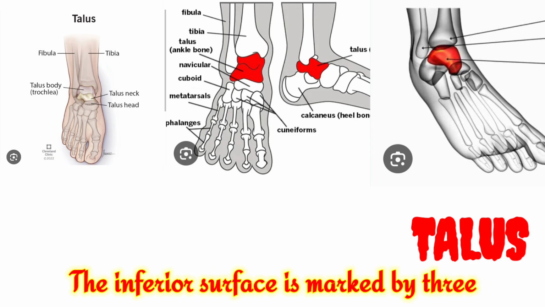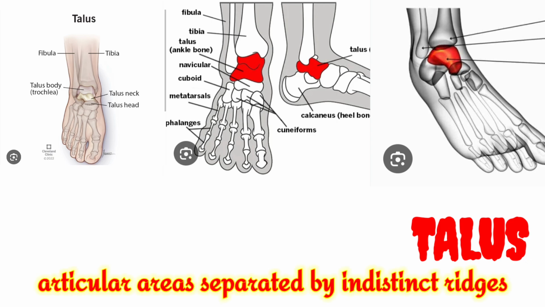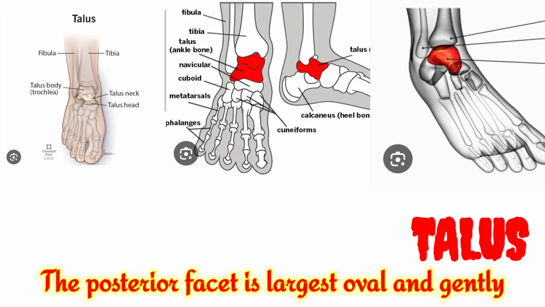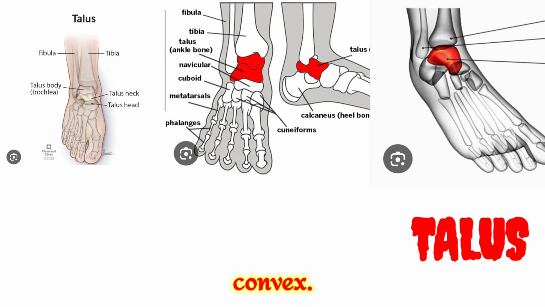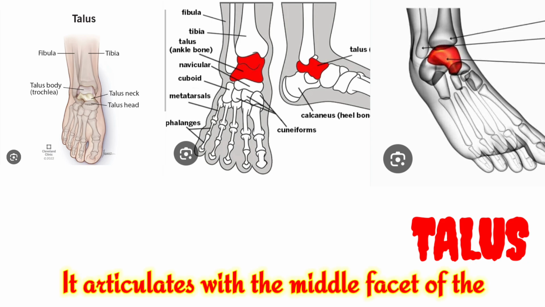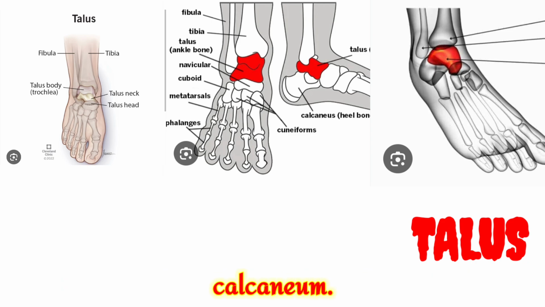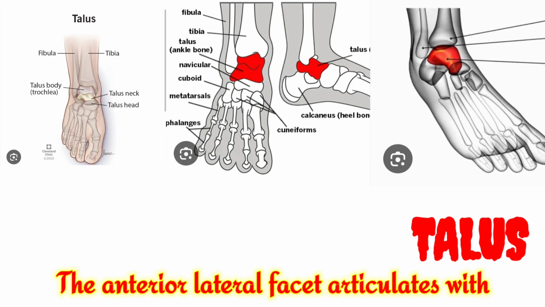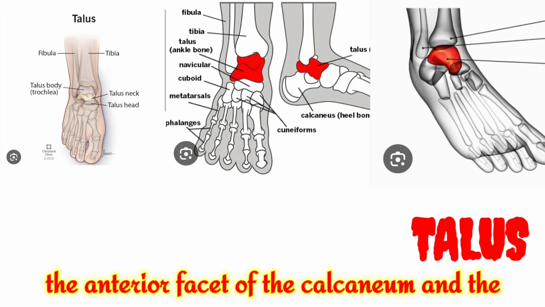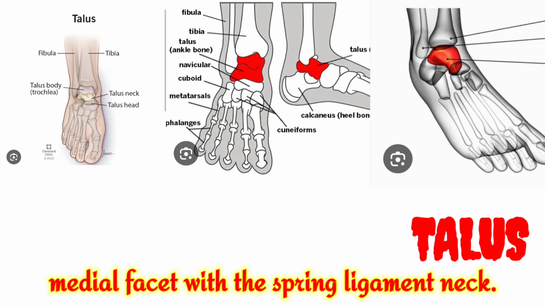The inferior surface is marked by three articular areas separated by indistinct ridges. The posterior facet is largest, oval and gently convex. It articulates with the middle facet of the calcaneum. The anterolateral facet articulates with the anterior facet of the calcaneum and the medial facet with the spring ligament.